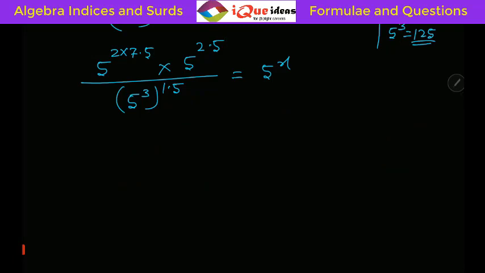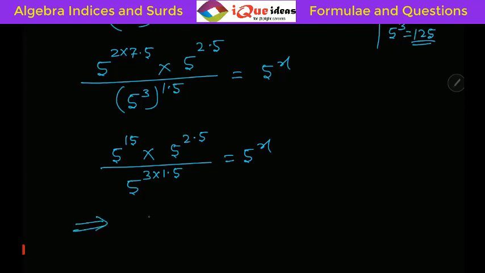Now further, in the numerator it will be 5 raised to the power 2 into 7.5, which is 15, into 5 raised to the power 2.5. In the denominator it will be 5 raised to the power 3 into 1.5, that is equal to 5 raised to x. So in the numerator we will have 5 raised to the power 15 plus 2.5, and in the denominator it is 5 raised to the power 4.5, that is equal to 5 raised to the power x.